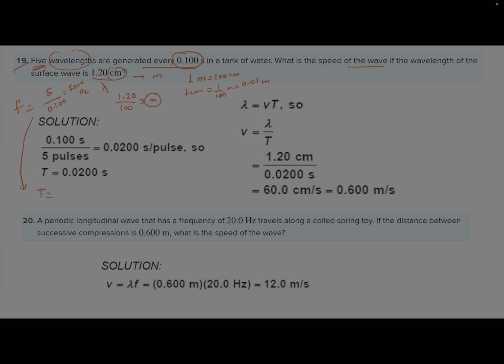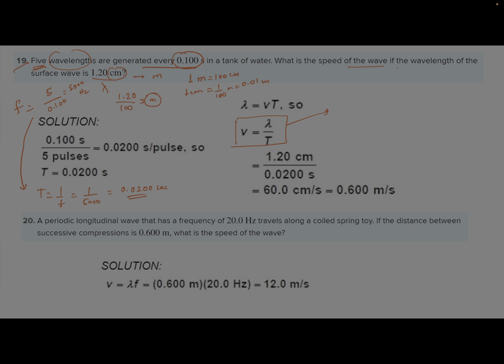Now you have to calculate time period. So time is equals to 1 over F. So 1 over 5000. Once you divide it, you will get 0.0200 second. Correct? This is what you got, time period. So once you got the time period, apply the formula V is equals to lambda by T. Correct? This relation from where you got it?